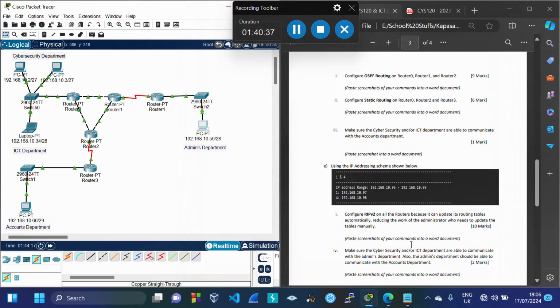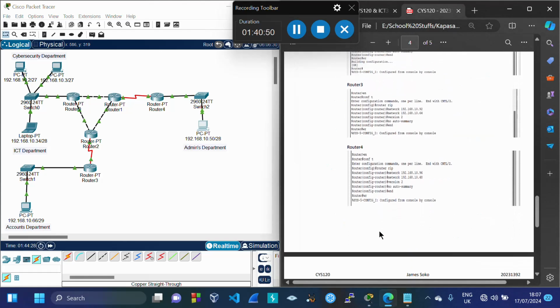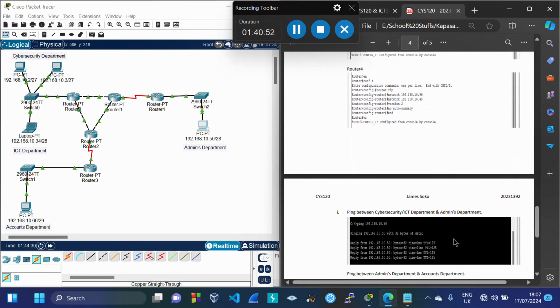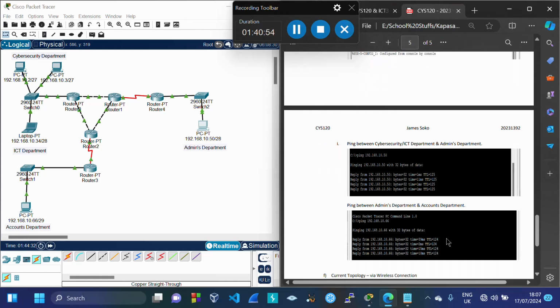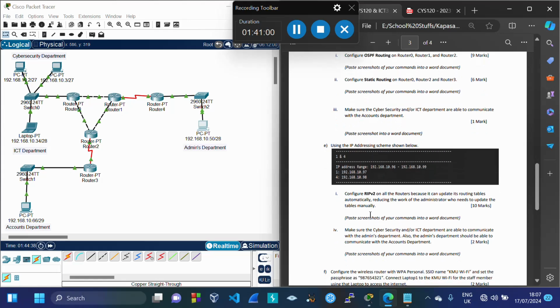So they are saying paste screenshots of your commands into a Word document, 2 marks. So we show those 2 ping commands, this first one and the second one, like that. We are done. So let's proceed.